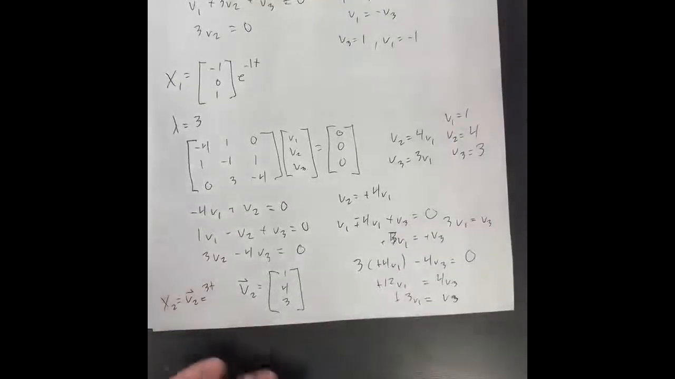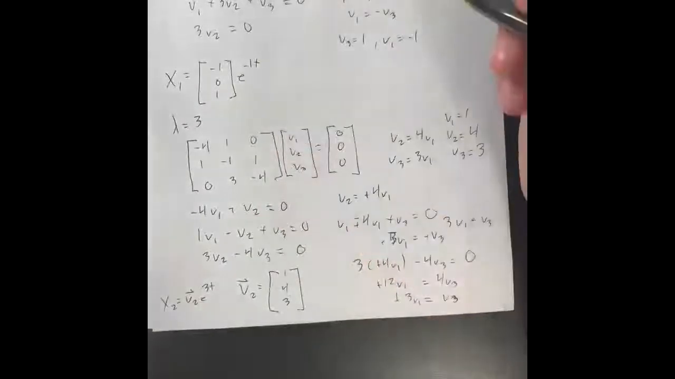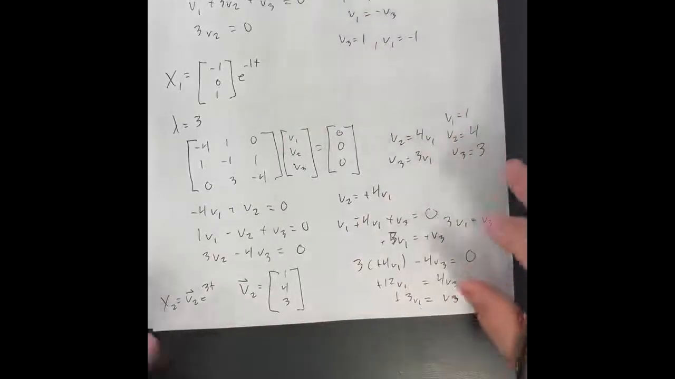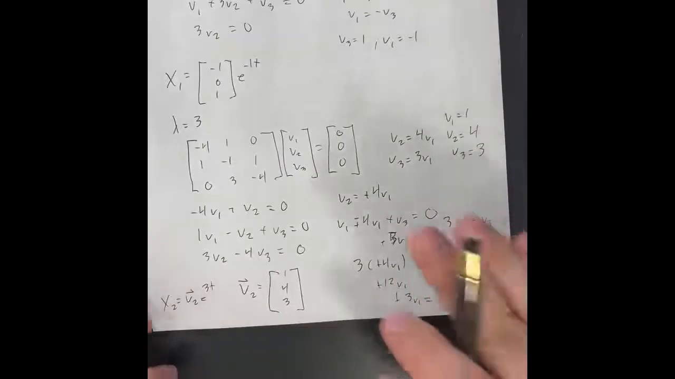Again, you do the same thing basically now for lambda equals negative 2. You find your third eigenvector, and then the general solution is just constants, C1 times X1, plus C2 times X2, plus C3 times X3. So I'll leave that last one. You guys can try that on your own. But that conveys the main idea of that type of problem.